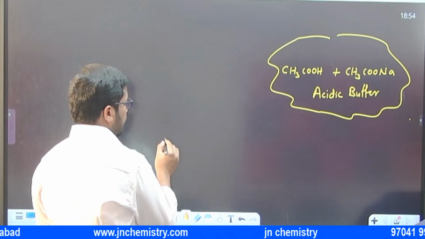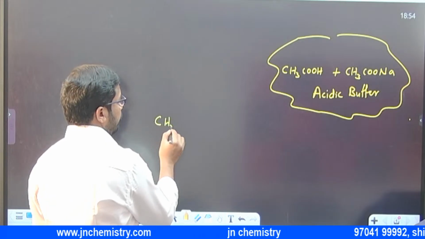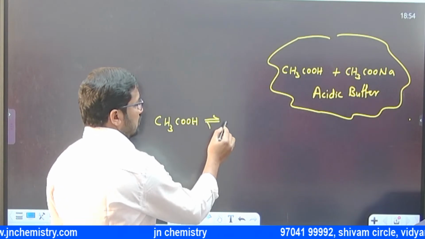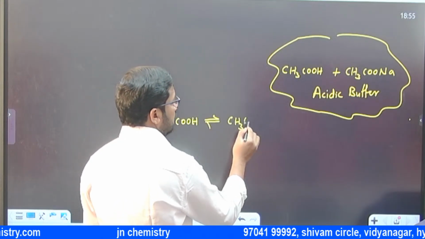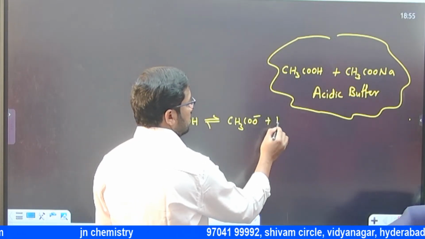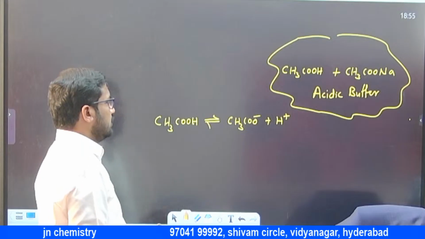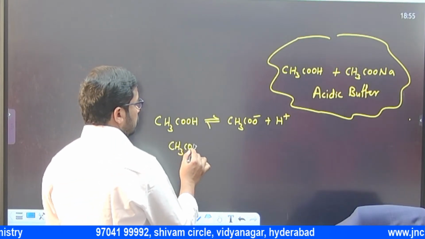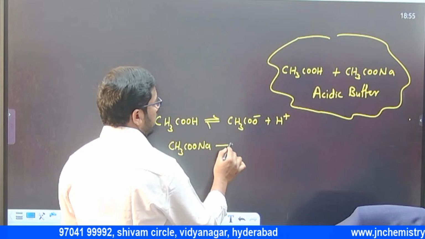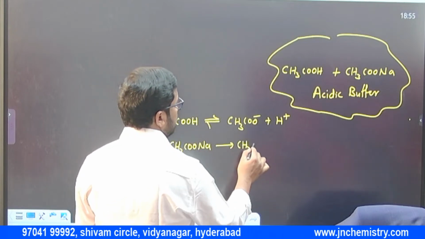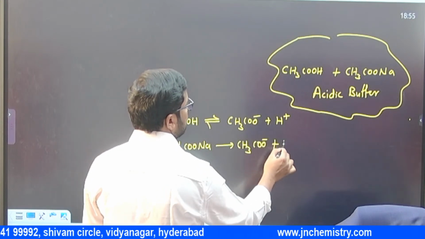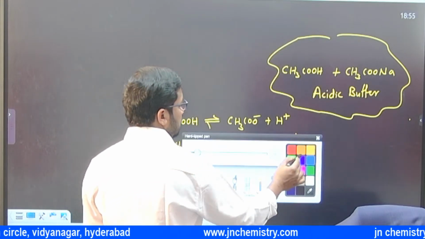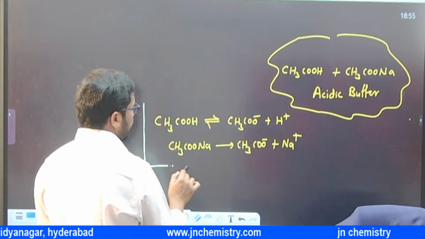For example, weak acid CH3COOH gives CH3COO minus and H plus, and CH3COONa gives rise to CH3COO minus and Na plus. Here we can say it's a common ion effect.